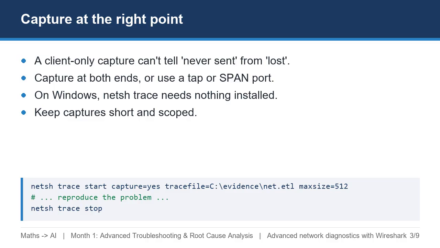Where you capture decides what you can conclude. A capture on only the affected client can't tell whether a missing packet was never sent or lost in transit. So capture at both ends, or use a tap or a SPAN port, and compare. On Windows you can capture with nothing installed using netsh trace: netsh trace start, reproduce the problem, netsh trace stop. And keep it short, 30 seconds of one clean reproduction beats an hour of noise.